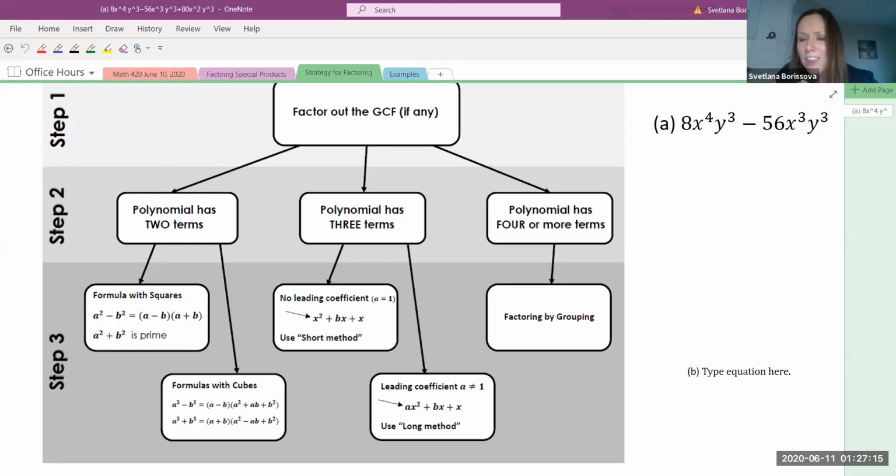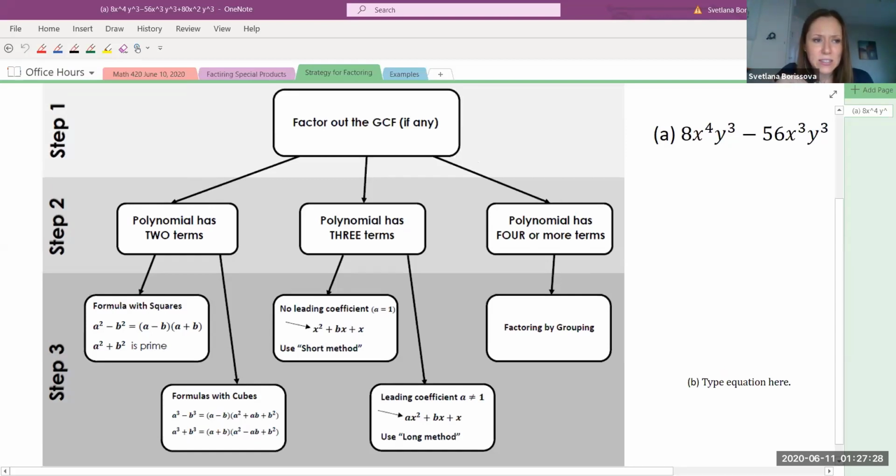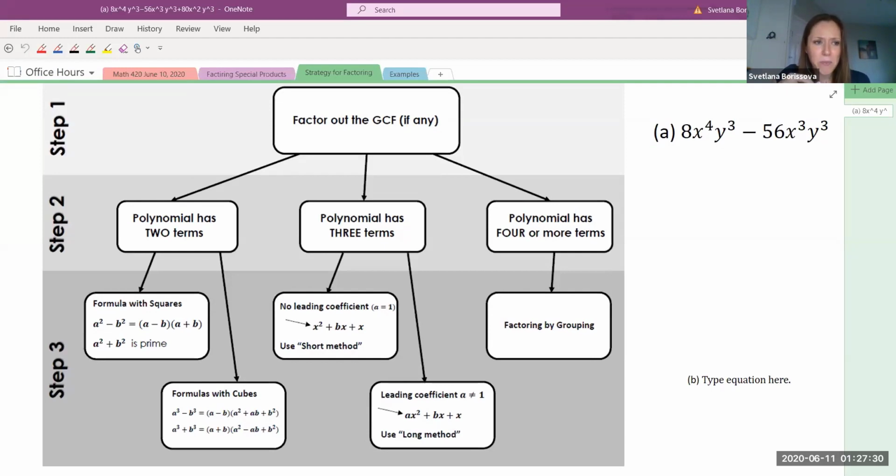Is it a grouping method, or maybe a formula? Like, how in the world do you know that? Well, this handout, again, is meant to help you get to the right method. And the way it's structured, see how on the left it says step 1, step 2, step 3. So you start at the top of the handout, and it shows you the first step.